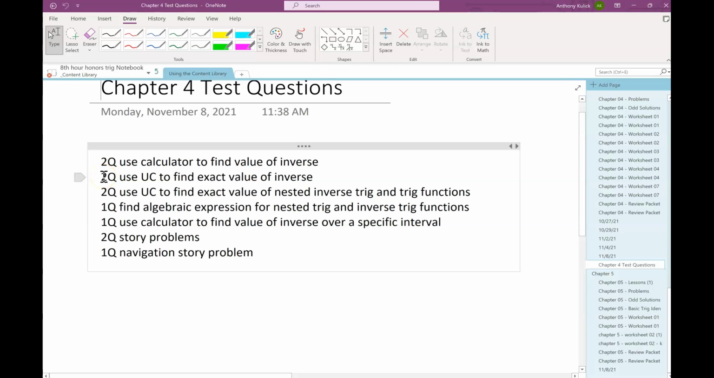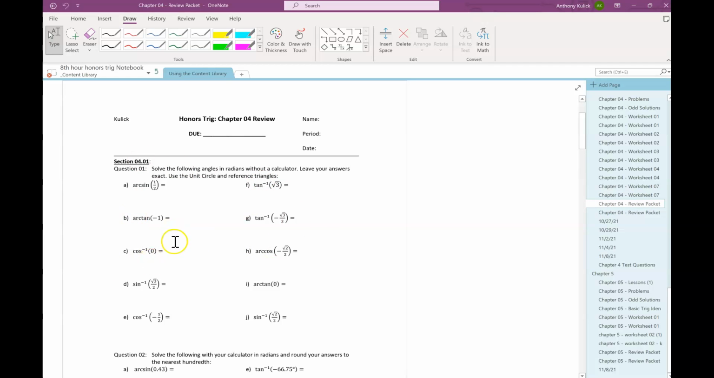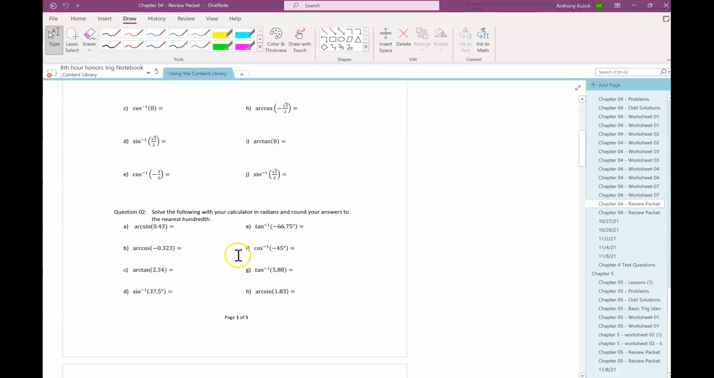This is like the first question on the review. Same with the first one too. That's like the second question on the review, I think. Yeah. So that's using the unit circle to get exact values. That's just using your calculator.